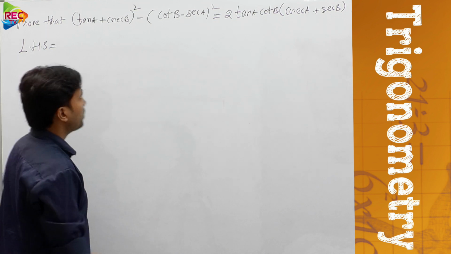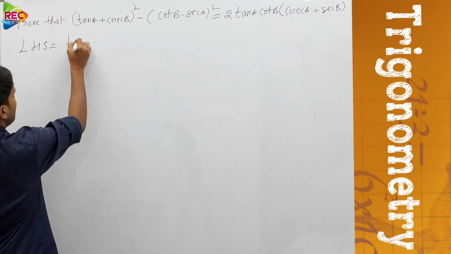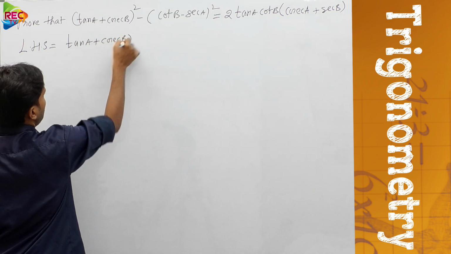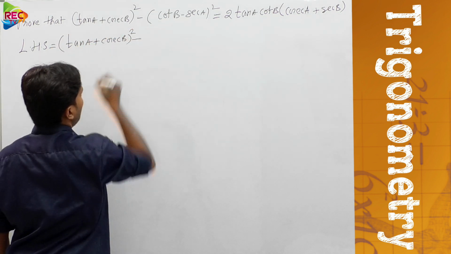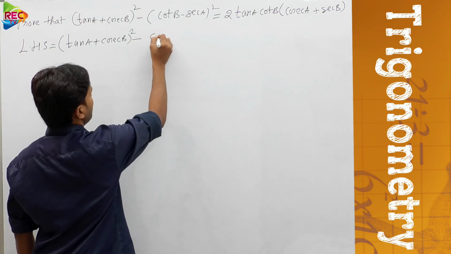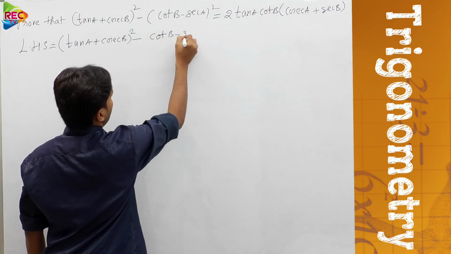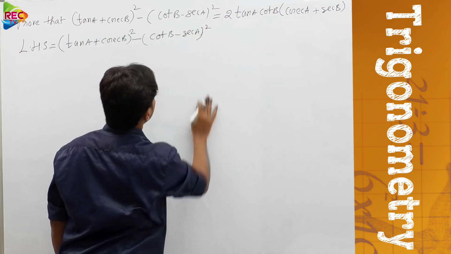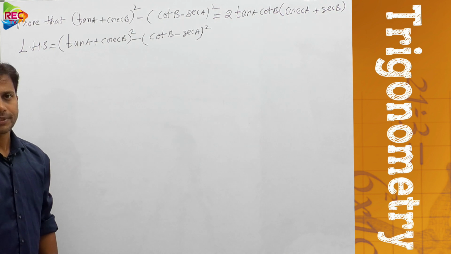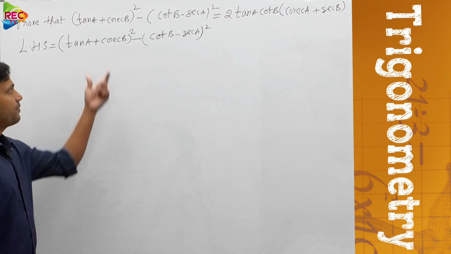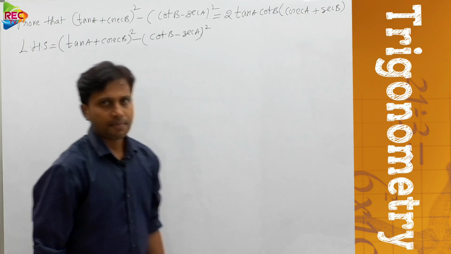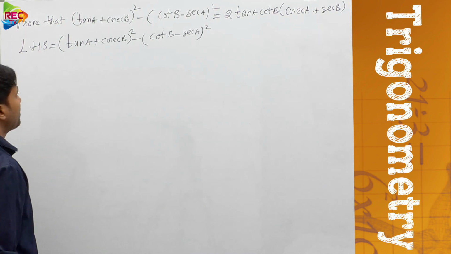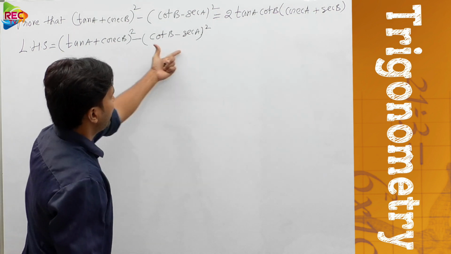LHS, what is that? (tan A + cosec B)² − (cot B − sec A)². Now this is your LHS part. So what do we have to do here? Simple. We need to do the expansion. We need to go for expansion, expand it and expand it.